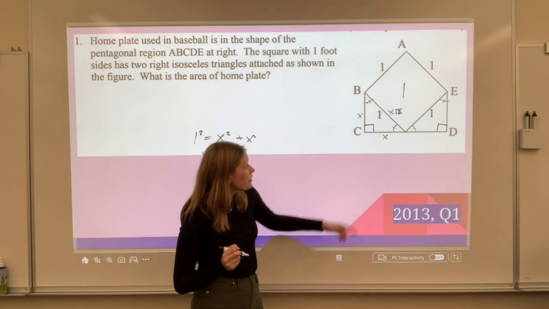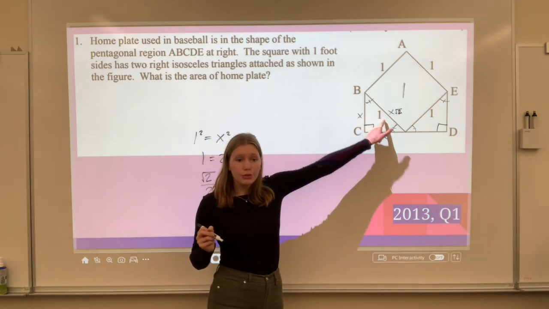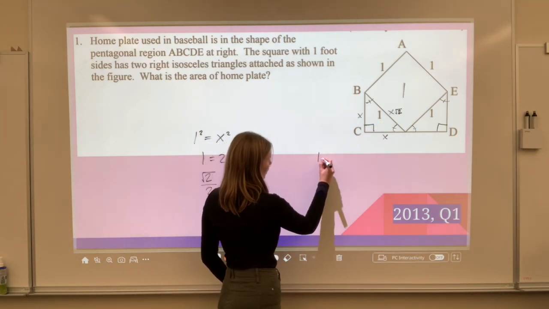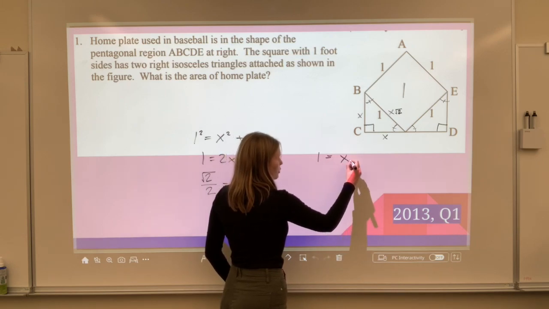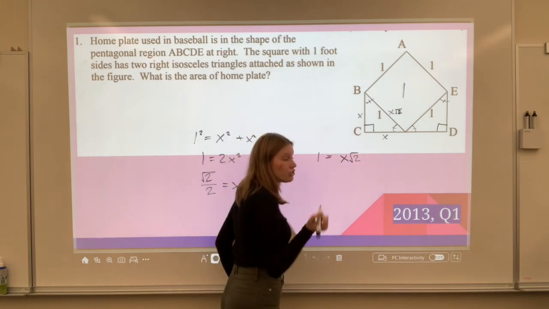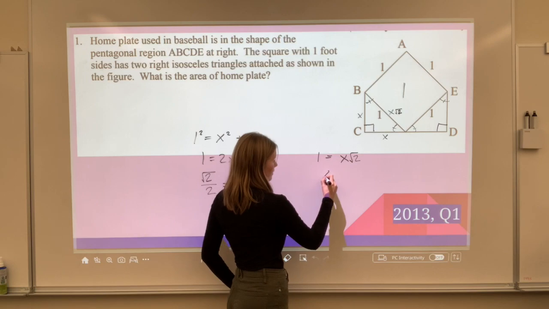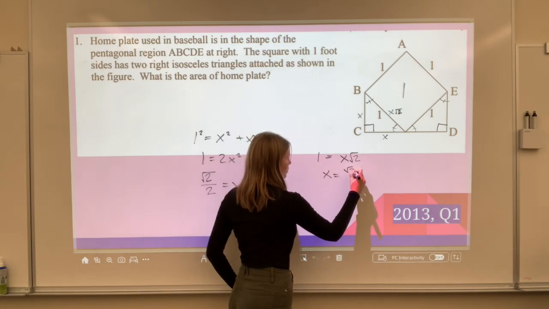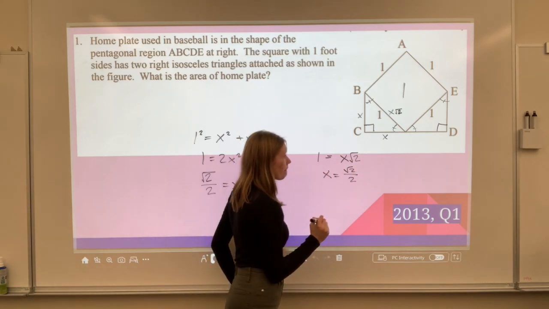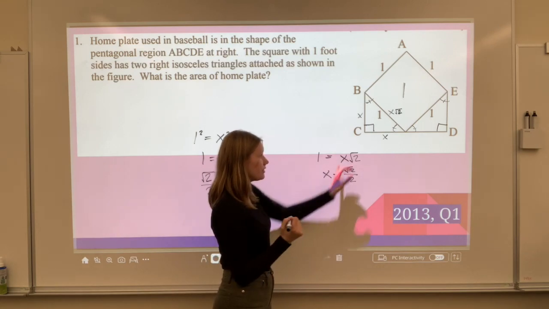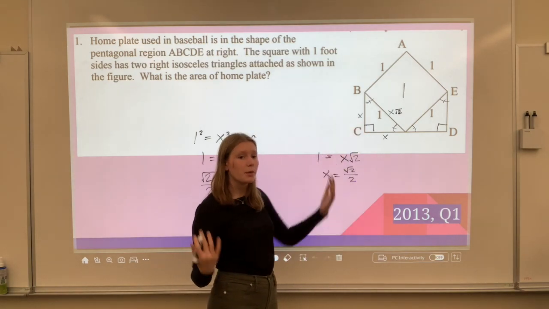So, if this side length is x times the square root of 2, all we have to say is 1 is equal to x times the square root of 2. Solve for x. We get x is square root of 2 over 2. And so that gives us our side lengths. Then we multiply that together.